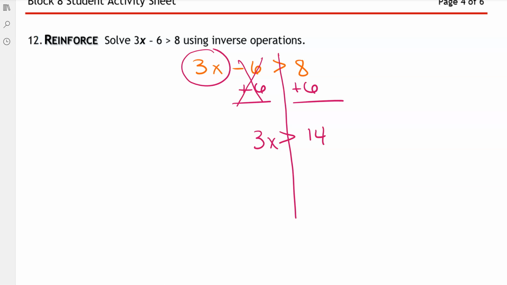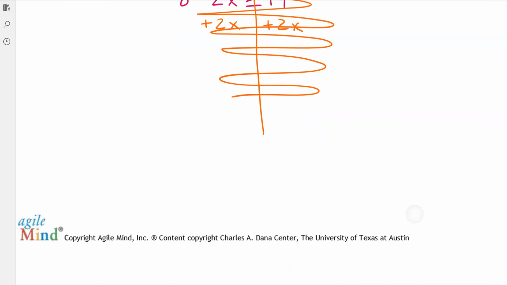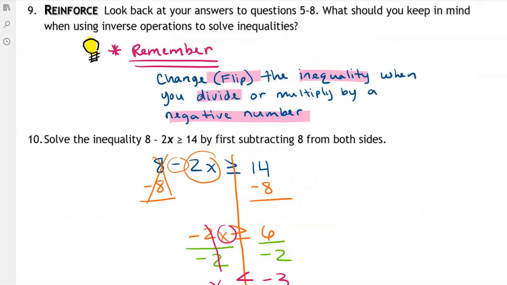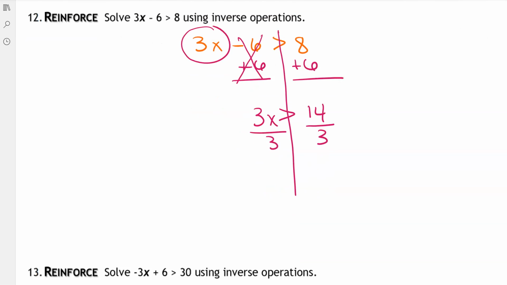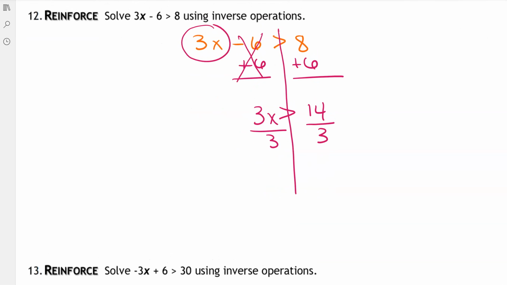And now I'm going to divide by 3. But I'm not dividing by a negative. Remember, you only flip the inequality when you're dividing by a negative number. We're not dividing by a negative number, so we leave it alone. The inequality does not change. It stays the same. So this cancels out. I'm left with x. And 14 divided by 3, well, we're just going to leave that alone. 14 divided by 3. It's quite okay. We don't need to make it a mixed number.